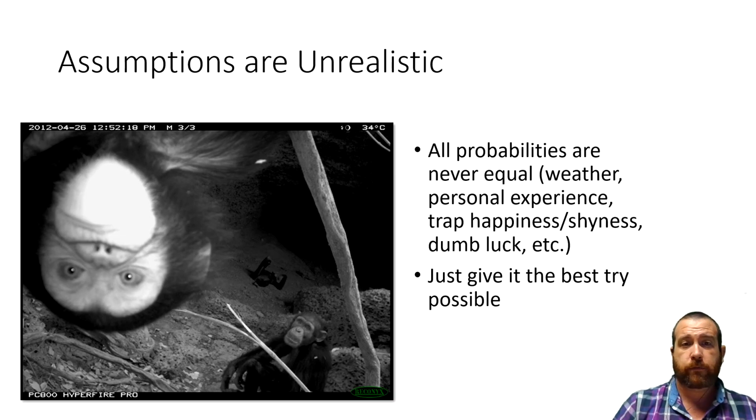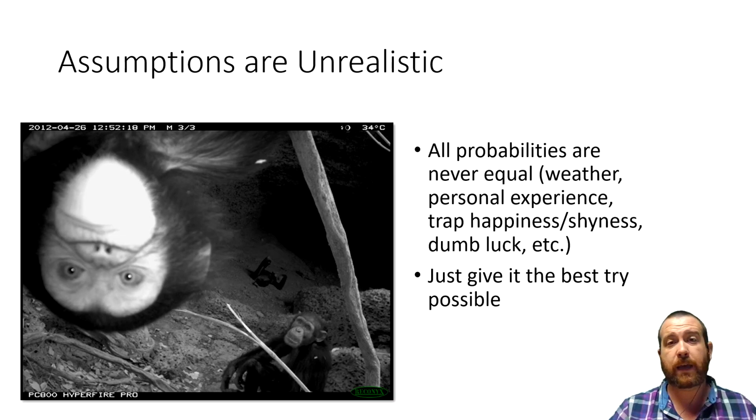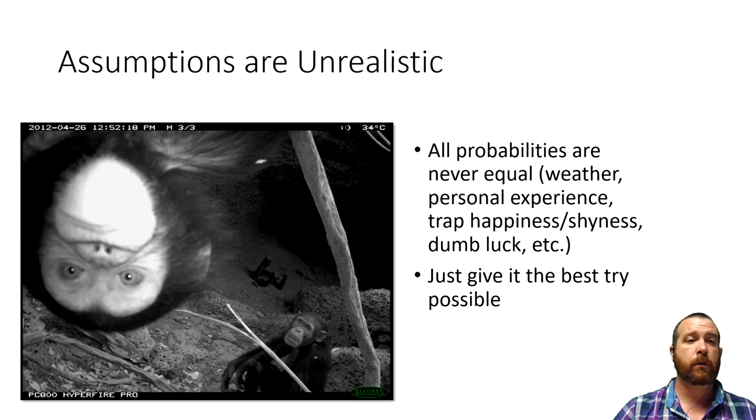All of these assumptions are unrealistic, right? They're not real. We are just assuming these things to make the math easier on ourselves. So if you are trapping, the probabilities of trapping an animal on 2 days are literally never going to be exactly equal. Trap happiness, trap shyness, right? Maybe an animal had a big meal right before it found the trap the second time and says, I'm already stuffed. I couldn't eat another bite of your dog food, your cat food.